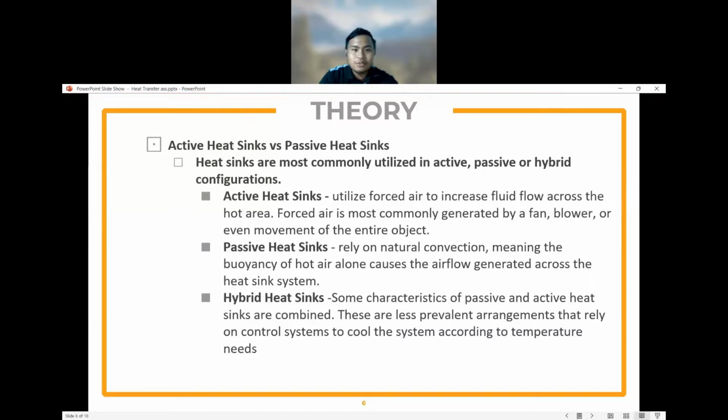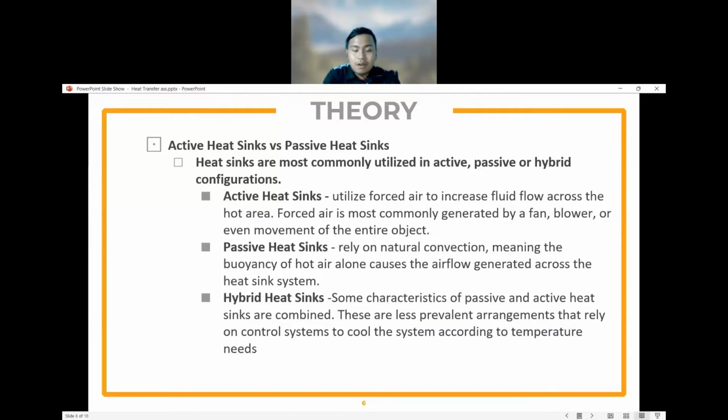So in my part we explain about active heat sink versus passive heat sink. Heat sinks are most commonly utilized in active, passive or hybrid configuration. So the first is active heat sink. It utilizes forced air to increase fluid flow across the hot area. Forced air is most commonly generated by a fan, blower, or even movement of the entire object.